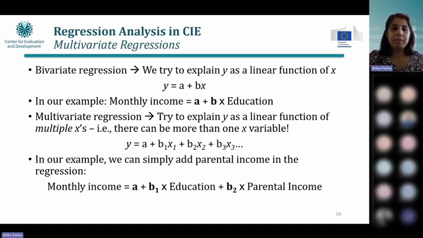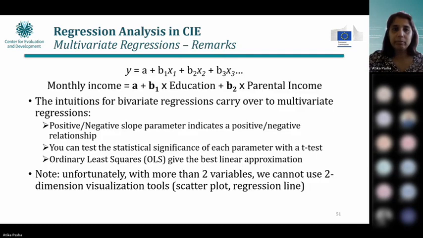So this is what our new regression would look like. It'll be y equals a plus b1 x1 plus b2 x2, or simply monthly income as related to education by a factor of b1 and parental income by a factor of b2. Okay, so now we just simply have to carry the intuition of our bivariate regression to a multivariate regression, right?